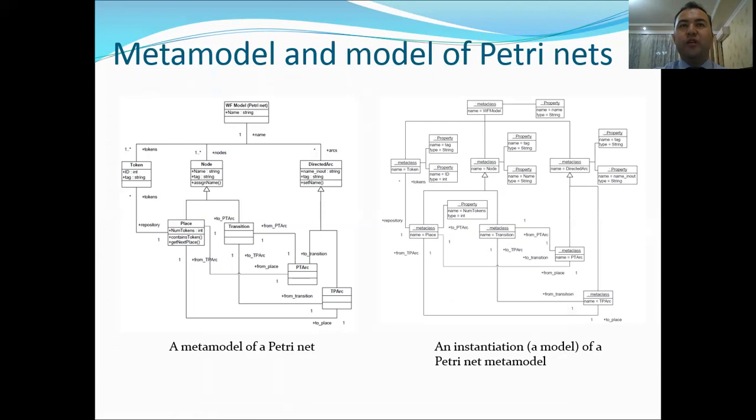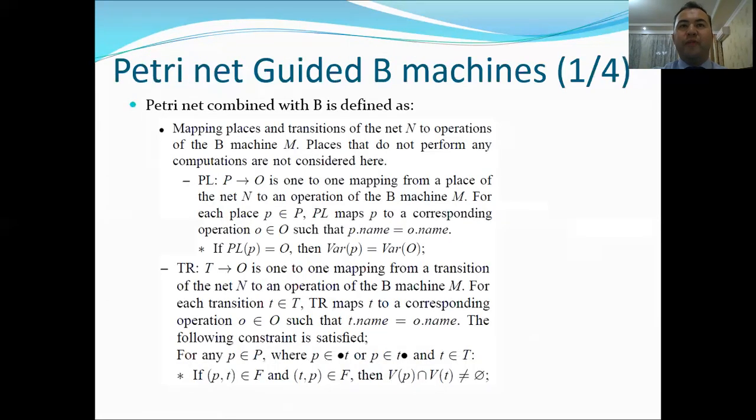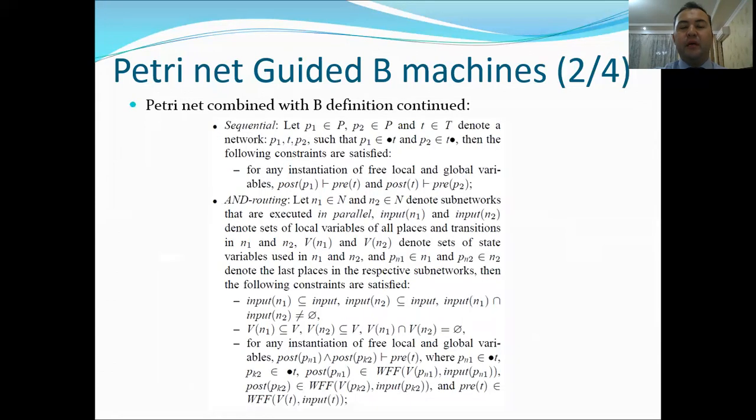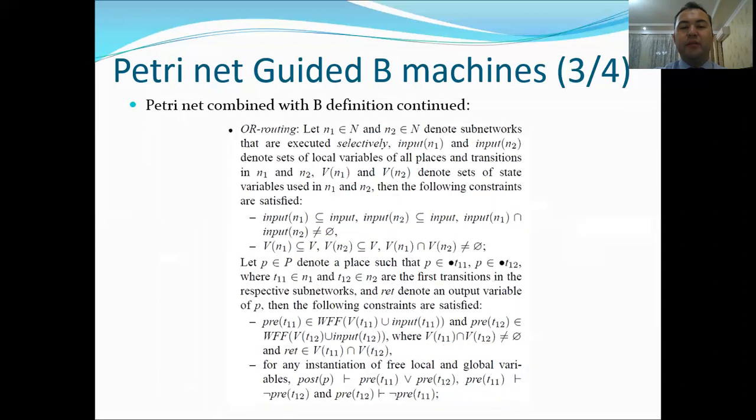On this slide, we illustrate a meta model of Petri nets and an instantiation of the meta model as per object-oriented paradigm. We have provided a definition of a B machine in our earlier papers. So for the purposes of this presentation, we depict a formal definition of Petri nets and B combined. This slide and the following three slides show the formal definition of B combined, mapping of places and transitions to operations in the B method.